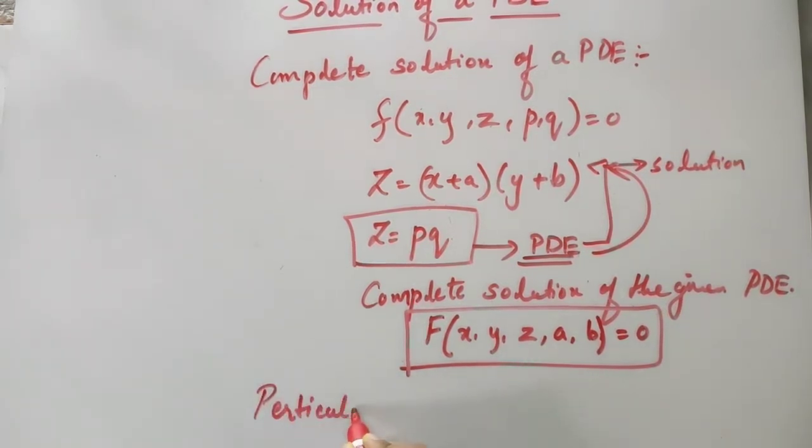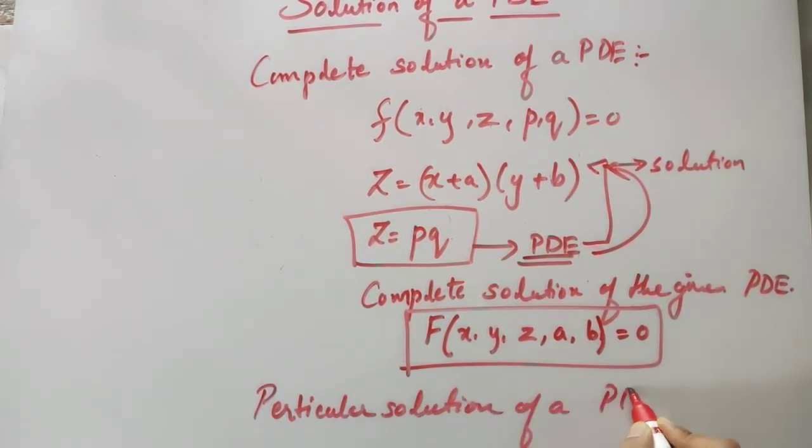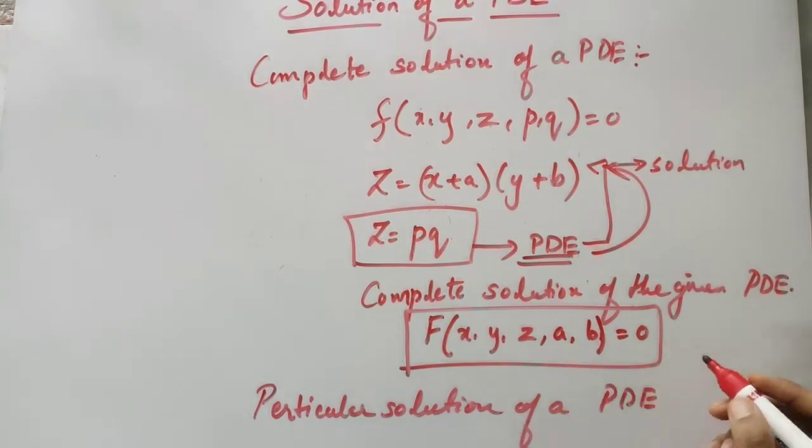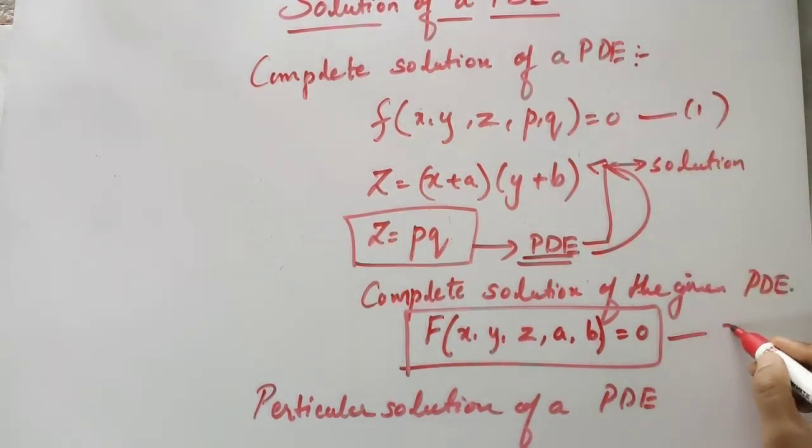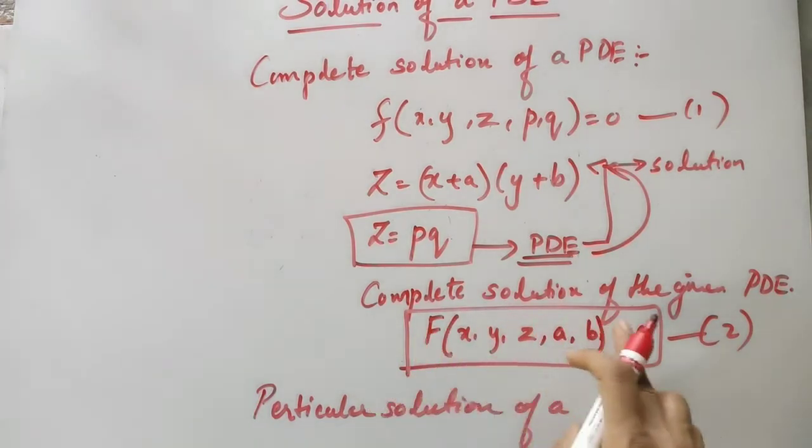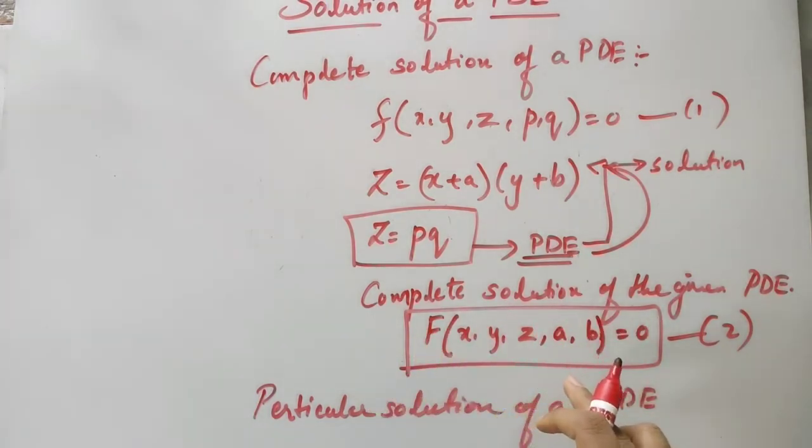So what do you mean by a particular solution of a PDE? In general solution, you can call this equation 1, and I'll call this equation 2. In equation 2, this is representing a complete solution of a given PDE. In particular solution, we substitute the arbitrary constants, we give particular values for the arbitrary constants. The arbitrary constants a and b are there, right? If we do so, the solution which we get is called a particular solution of a PDE.